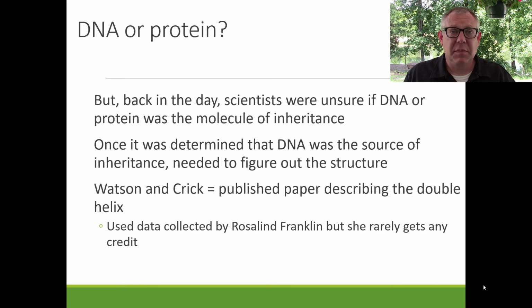But we always like to point out that Watson and Crick is kind of a famous name when you talk about DNA. A name that should be as famous is Rosalind Franklin. She rarely gets any credit, but she was an expert in X-ray crystallography. And it was using her X-ray crystallographs, her pictures from her X-ray crystallography, that allowed them to figure out the structure of the DNA. So Rosalind Franklin also should get a lot of credit for this.